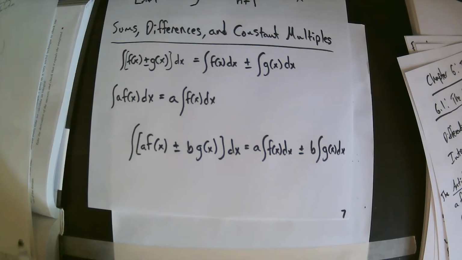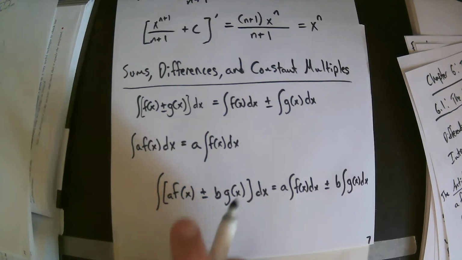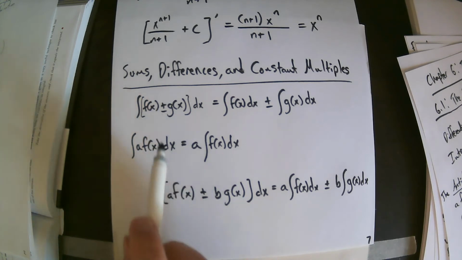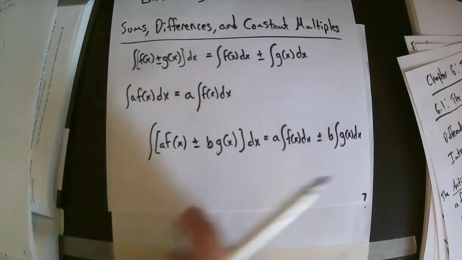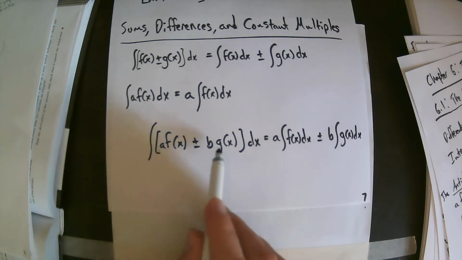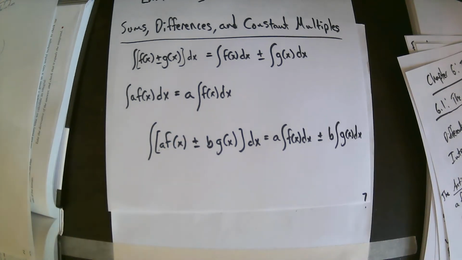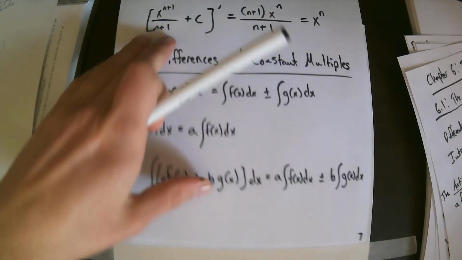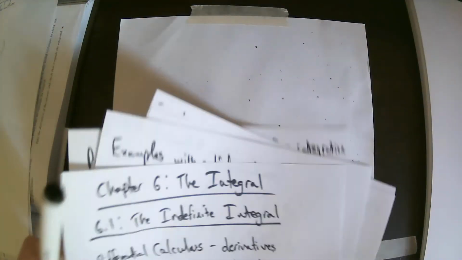So sometimes you might see it like this. But here it's split up into sums and differences and constant multiples. Here it's got everything all at once. We've got the sum and difference and two constant multiples. Okay, let's do some practice with those.